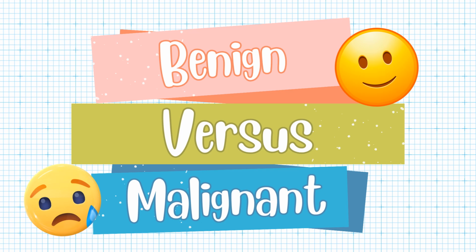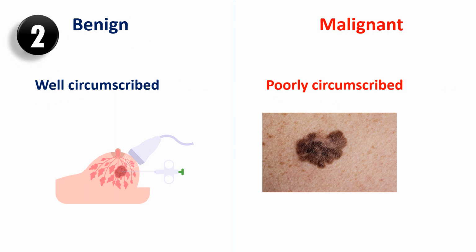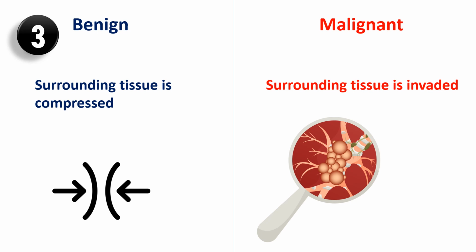Today we will be discussing the differences between benign and malignant tumors. Benign tumors often resemble the tissue of origin, while malignant tumors usually show poor resemblance to the tissue of origin. Benign tumors are well circumscribed, while malignant tumors are poorly circumscribed, which means they are invading into the surrounding tissue. In benign tumors, the surrounding tissue is compressed, while in malignant tumors, as discussed earlier, the surrounding tissue is invaded.